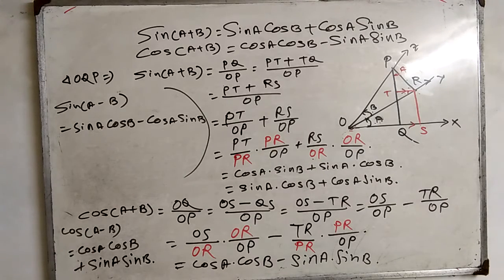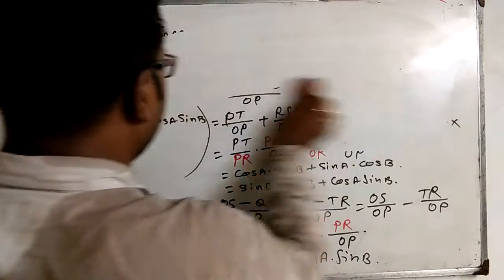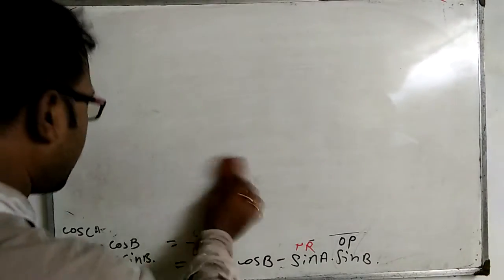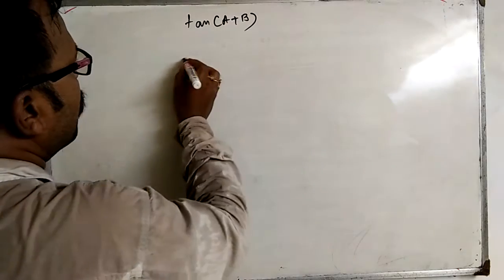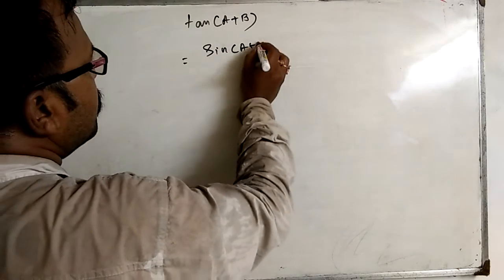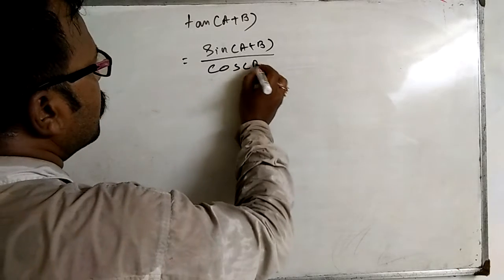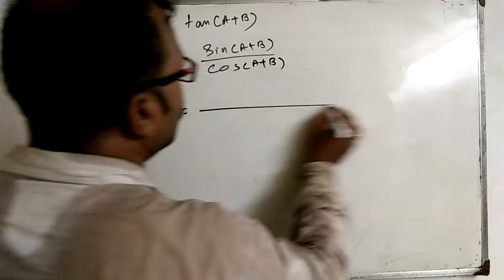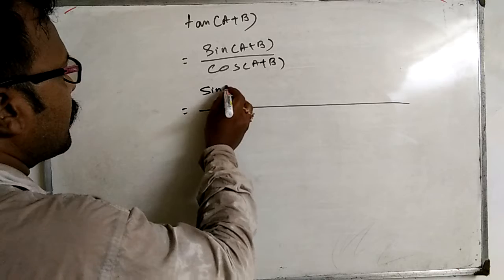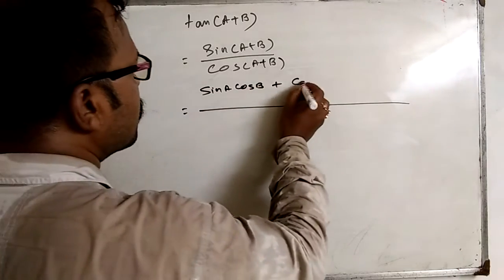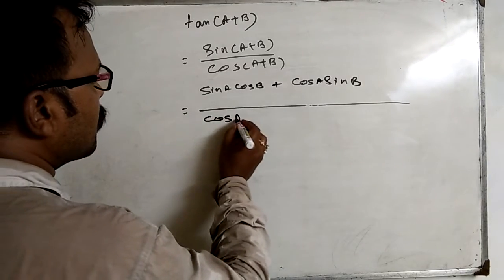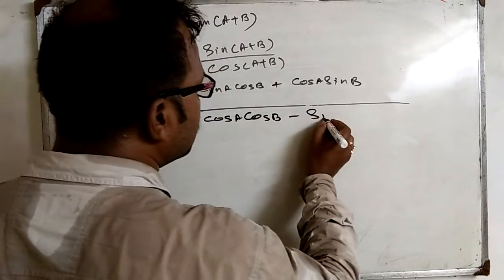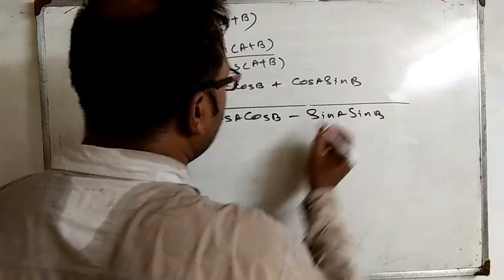Okay, we have to prove now tan of A plus B. Very simple, understand? Tan of A plus B equals to sin of A plus B by cos of A plus B. So we expand sin of A plus B, sin A cos B plus cos A sin B, and cos of A plus B, cos A cos B minus sin A sin B.